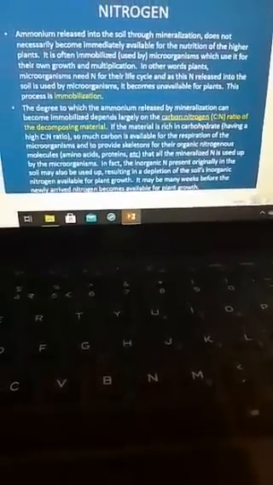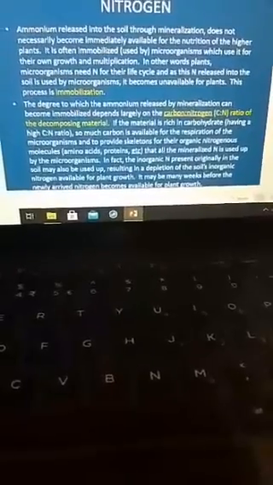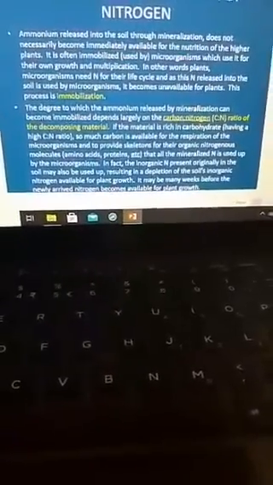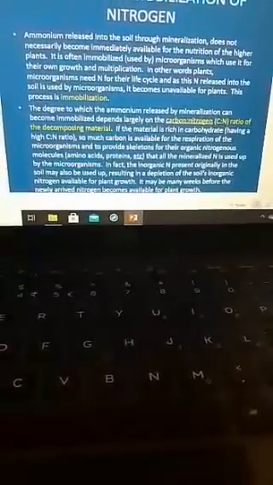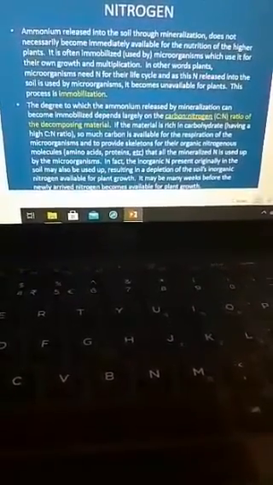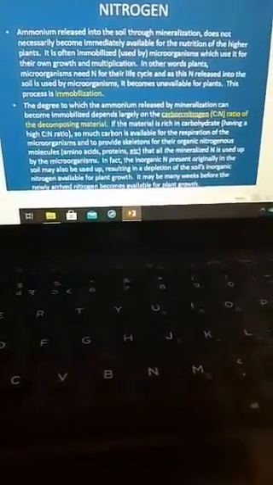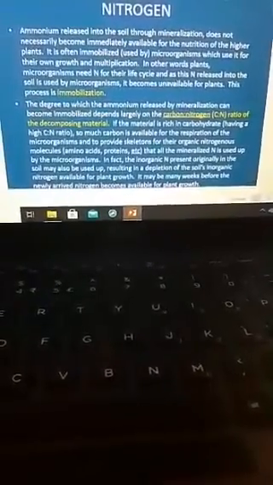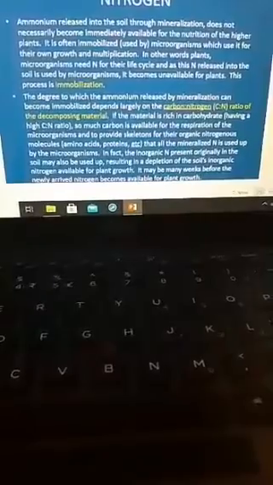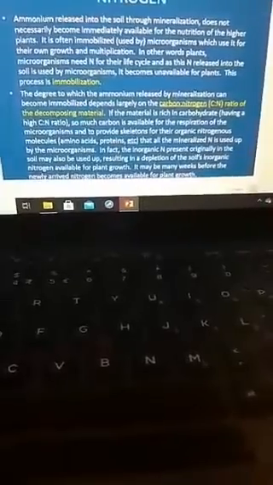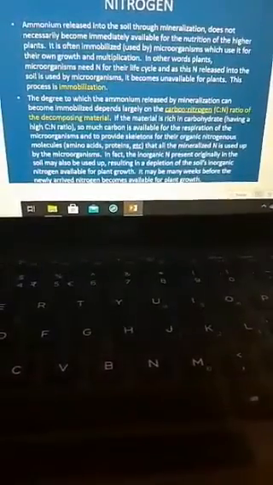So don't forget that these microorganisms also need nitrogen so that they can make their own organic molecules of life, like proteins and nucleic acids. Some of this nitrogen released into the soil is going to be immediately used by the microorganisms involved in mineralization. The use of this nitrogen by these microorganisms is what is referred to here as immobilization. So the microorganisms will be the first to use this nitrogen that is released into the soil.